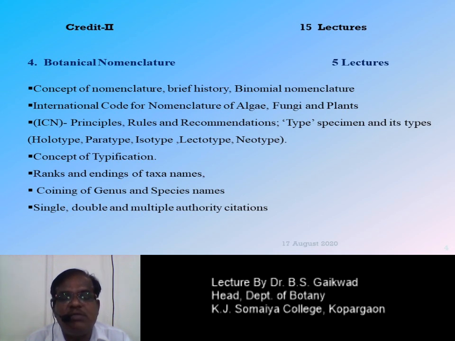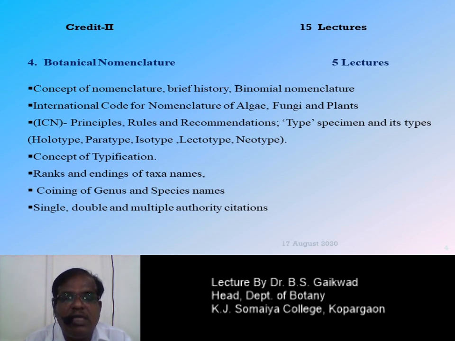Justly, in the systems of classification, there are different types of ranks, and these ranks end with different types of taxa names. So it must be discussed here. Then the next point is how the generic name and specific epithets are coined, that is, which are the criteria for coining the generic name and specific epithets.